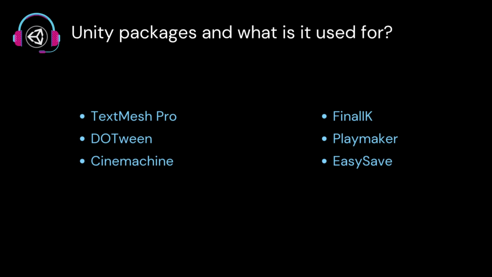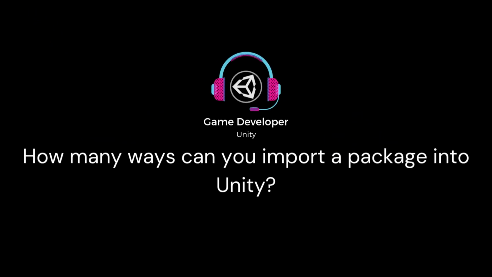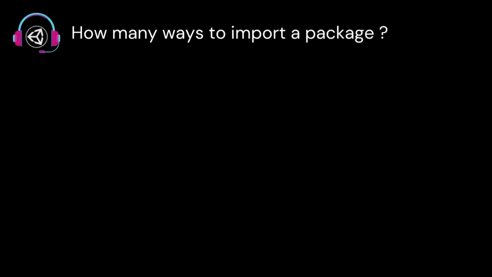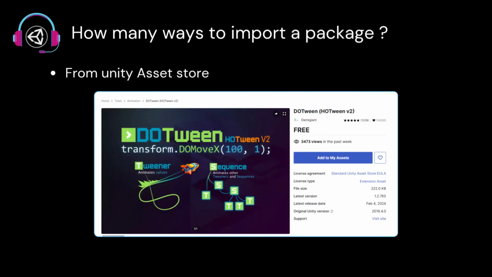Let's move to the next question. How many ways can you import a package into Unity? There are four main ways to bring a package into a Unity project. First one is importing from the Unity Asset Store. Open the Asset Store in the Unity editor or on the web. Add a package to My Assets, then click on Open in Unity to download or import through the Package Manager.